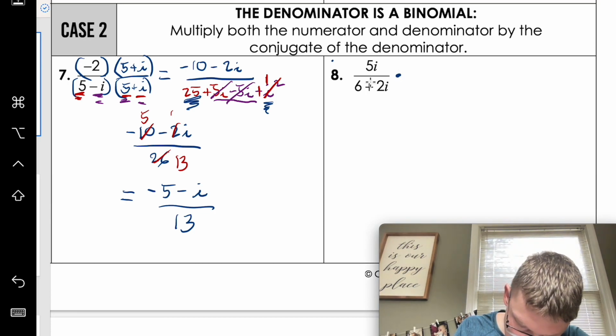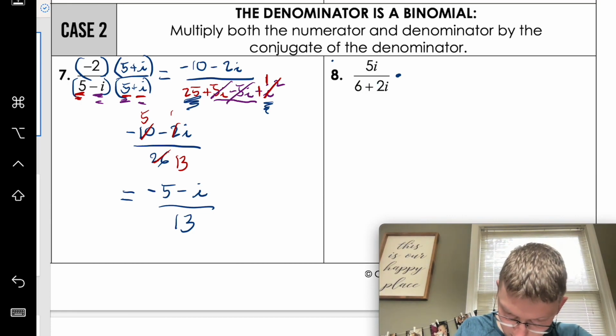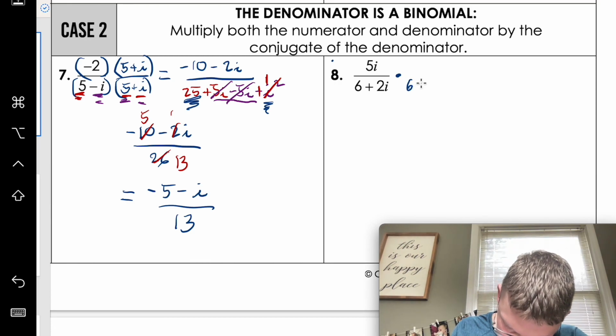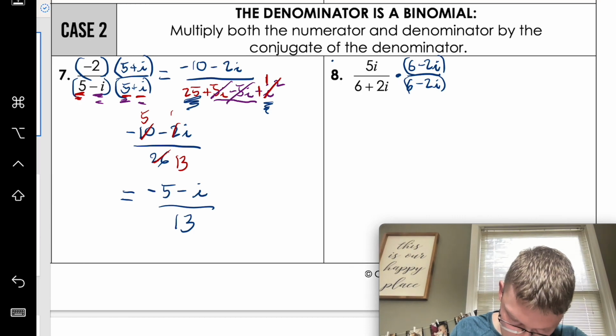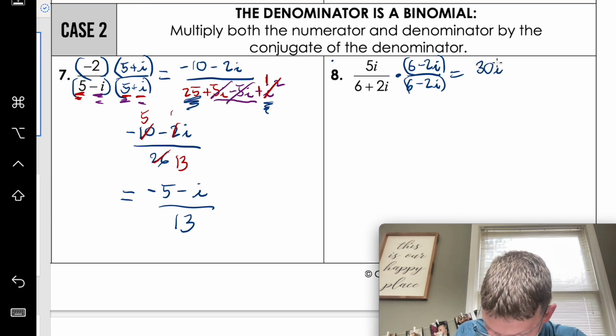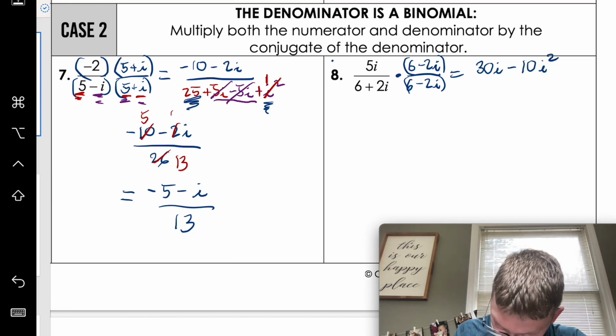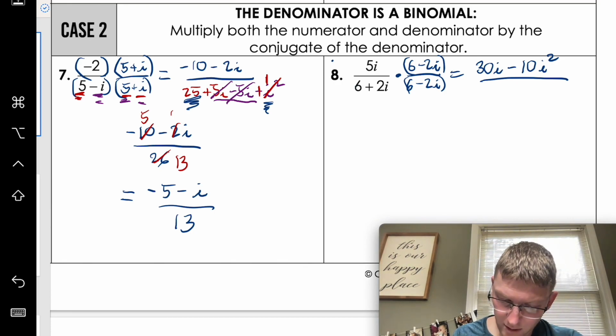So again, our complex conjugate is just going to be the opposite sign of that denominator. So we're going to have 6 minus 2i. And then we're just going to multiply that out. So on the top, we're going to have 5 times 6, which is 30i minus 10i squared.